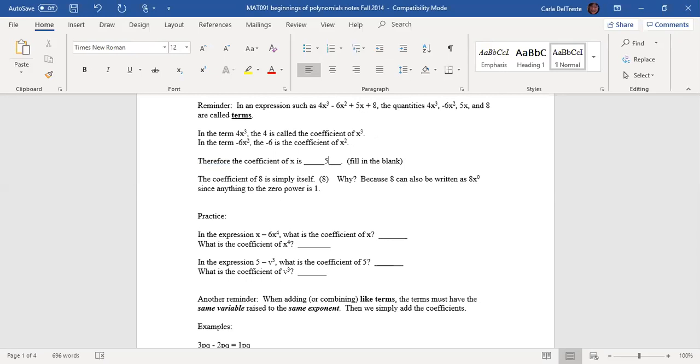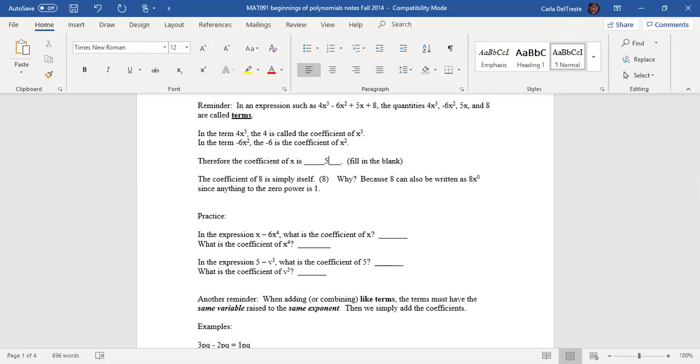What's the reason for that? That's because 8 can also be written as 8x to the 0. You can include an x to the 0 next to it because we know that anything to the 0 power is 1. So we're not changing the value of 8. 8 is still a constant because it's just like saying 8 times 1. So that's why it's its own coefficient.